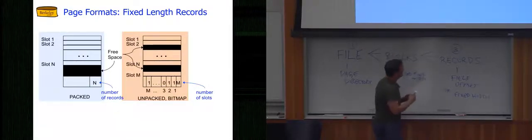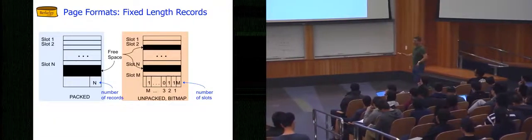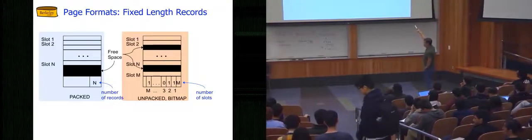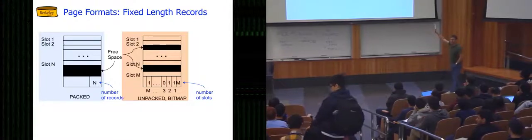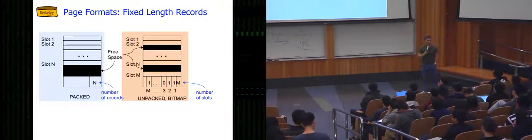And remember, the way this works is at the end of the page you have a bitmap that tells you all the possible places that one of these fixed width tuples could be. And it tells you which ones of them are free right now. And we like this better than keeping it packed because if we keep it unpacked, then the IDs of the records, which is to say what position they are on the page, can remain the same even in the face of deletion of other records.